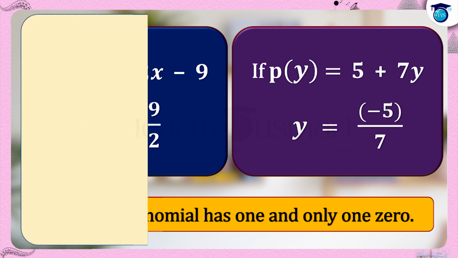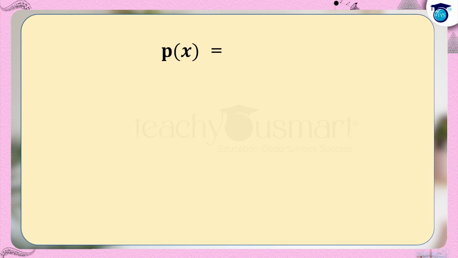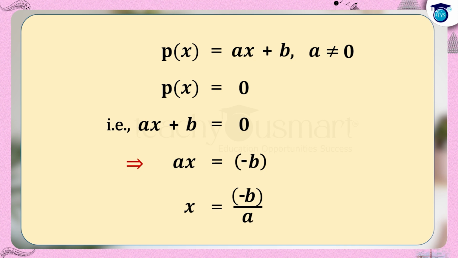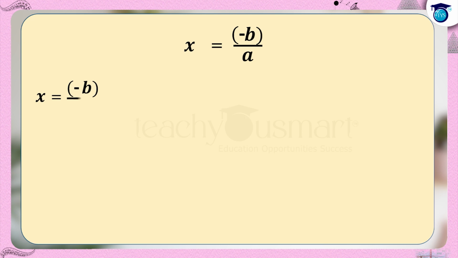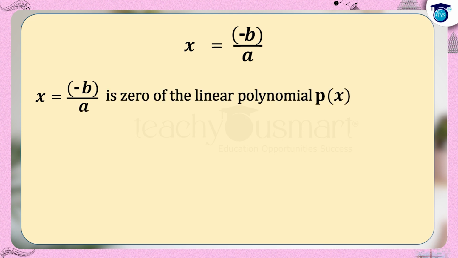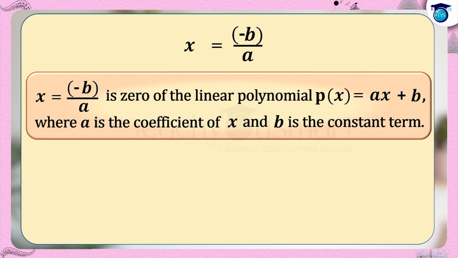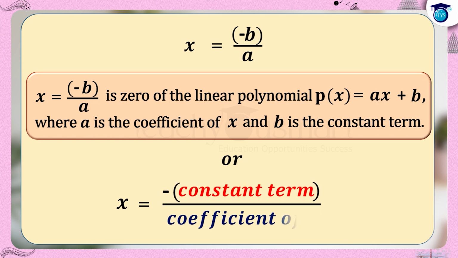In general, for finding the zero of a linear polynomial p of x equals ax plus b, where a is not equal to 0, we equate p of x to 0. That is, ax plus b equals 0, implies that ax equals minus b, or x equals minus b by a. That is, x equals minus b by a is the zero of the linear polynomial p of x equals ax plus b, where a is the coefficient of x and b is the constant term. Or, we can say x equals minus constant term divided by coefficient of x. We just need to write x equals minus b by a.